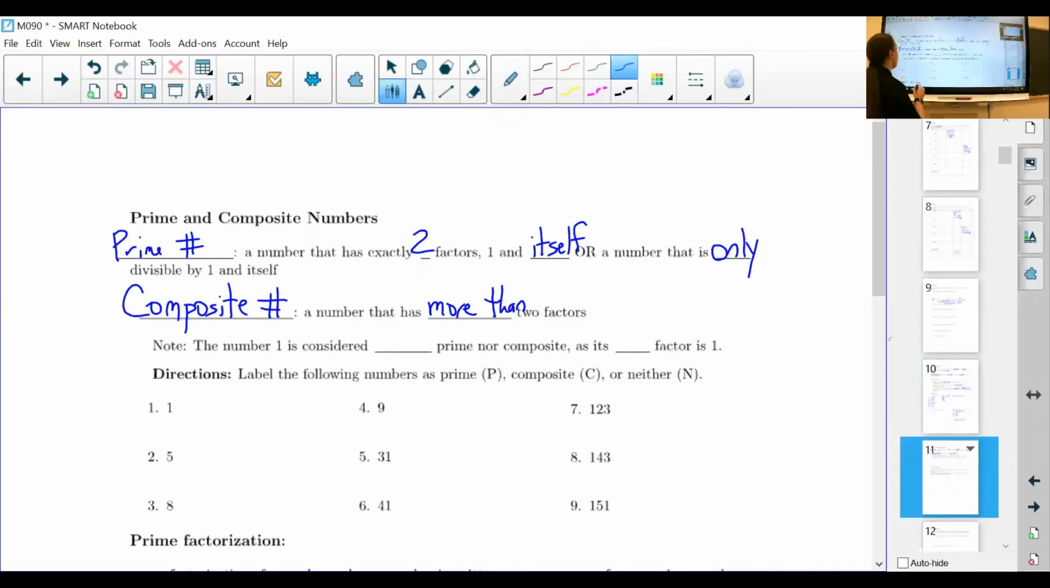The number 1 is considered neither prime nor composite because its only factor is 1. It doesn't have two factors, it doesn't have more than two factors. 1 is just kind of its own thing.